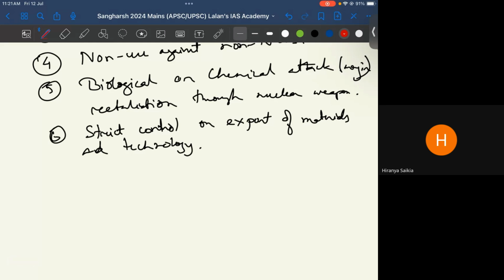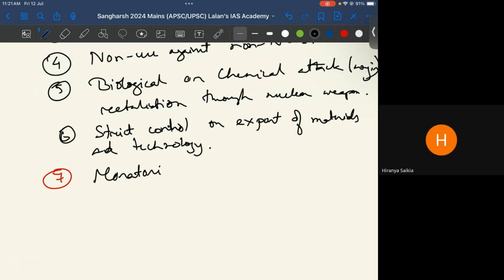Then 7th is that there will be a moratorium. In 2003 we said no more tests. Moratorium on further nuclear tests.